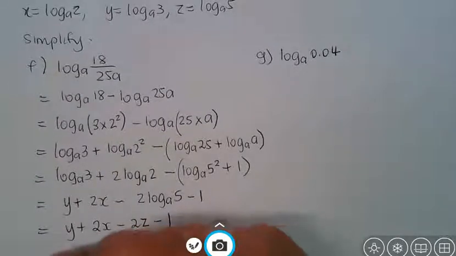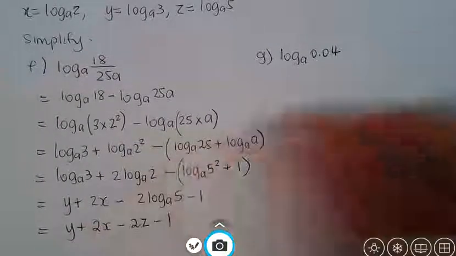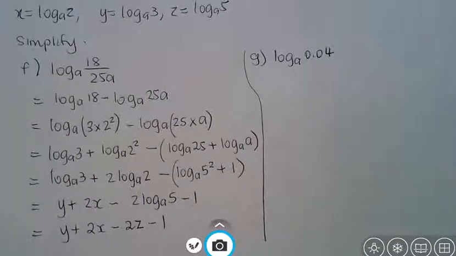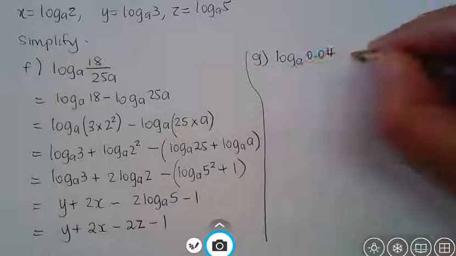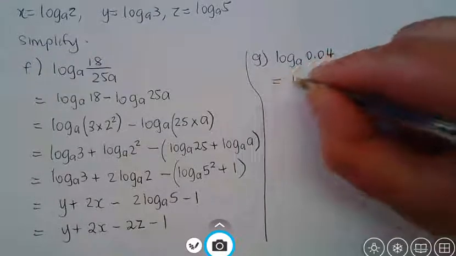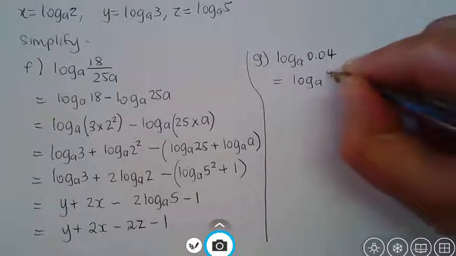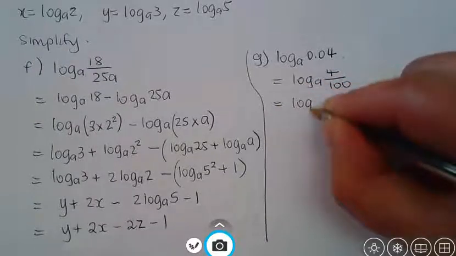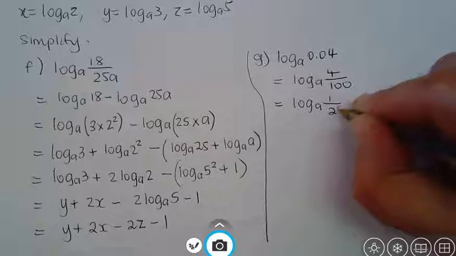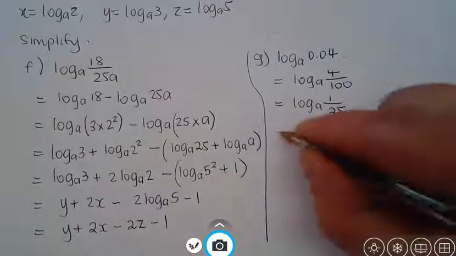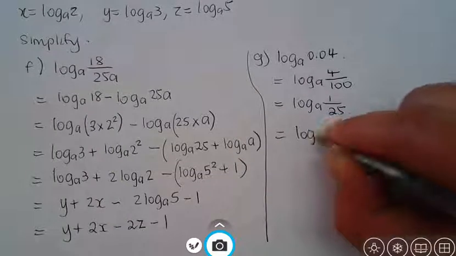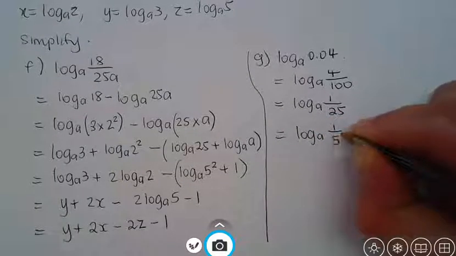And now for the last one, I'll just work over here. So log to the base a of 4 over 100. Now let's simplify 4 over 100, which is 1 over 25. Now we know that 25 is 5 squared, so that's log to the base a of 1 over 5 squared.